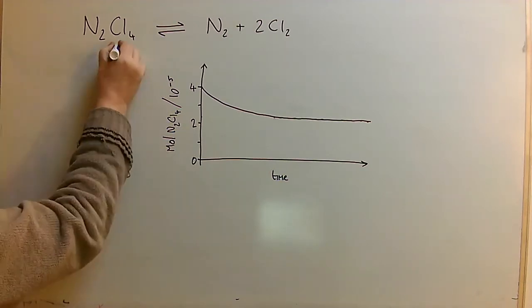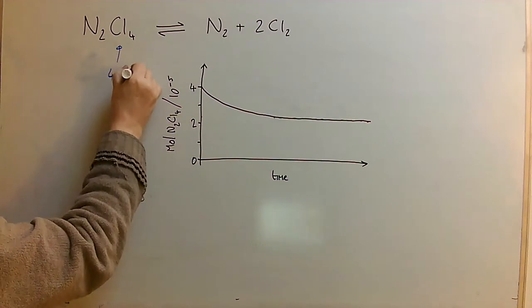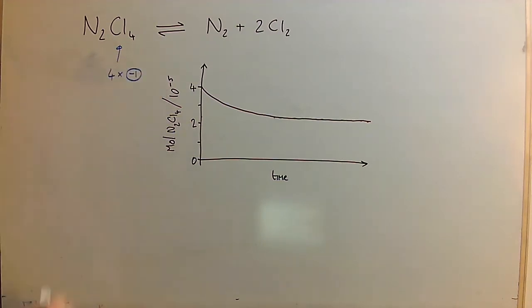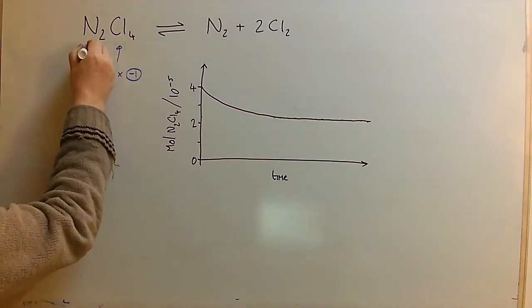that each of the chlorines will be -1, which is what chlorine will always be unless it's bonded to something more electronegative, like oxygen, in which case it could possibly be other things. But otherwise, chlorine is always going to be -1.